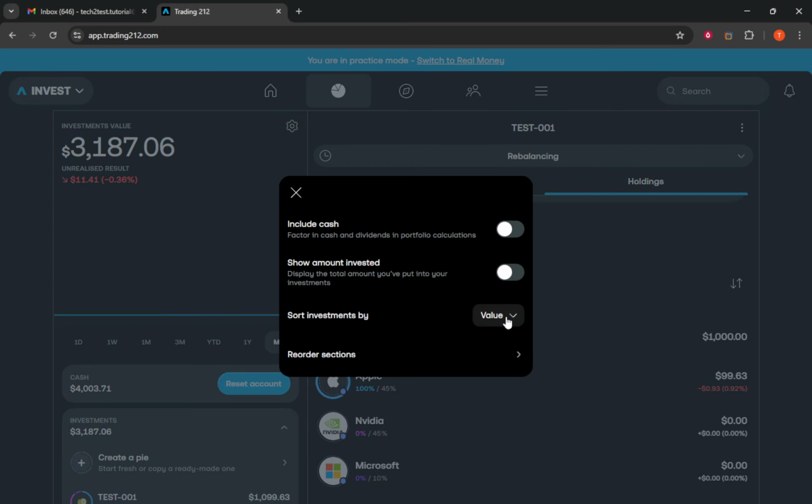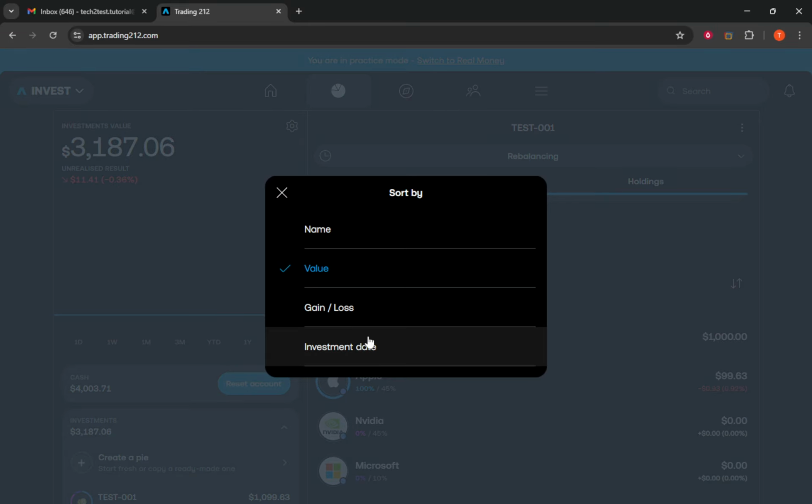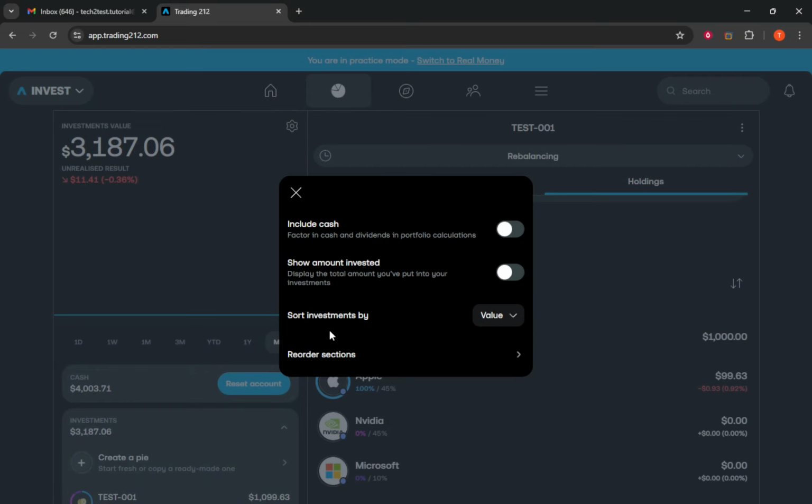Check your portfolio regularly to stay informed, but avoid overreacting to daily movements. With these views and tools, you'll have a clear, organized snapshot of your investments whenever you need it.